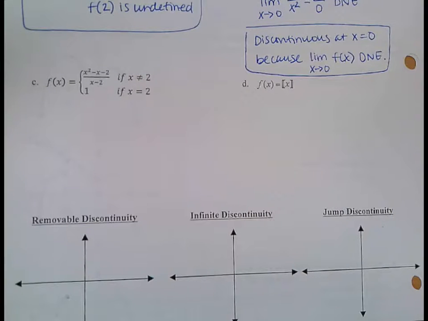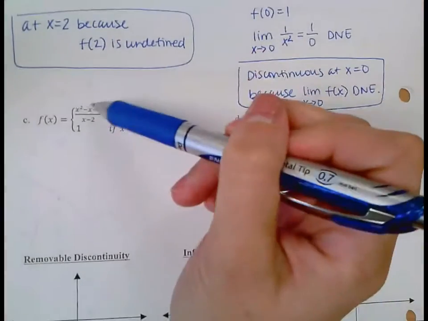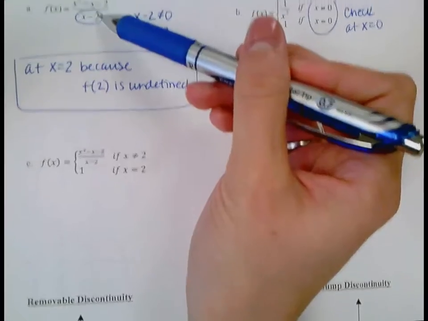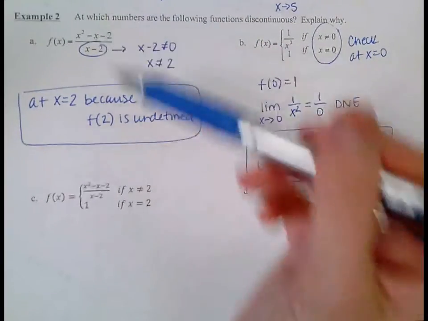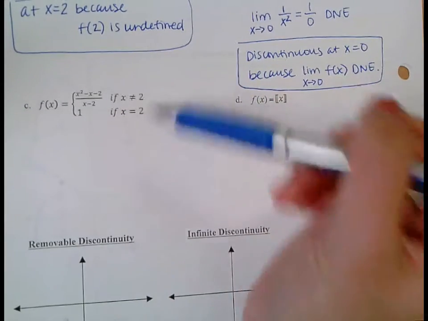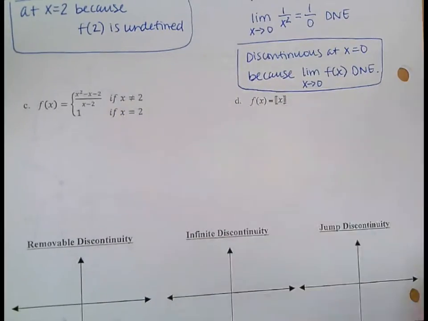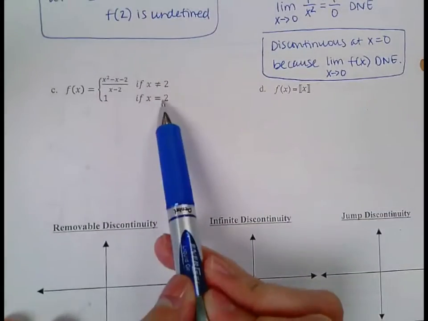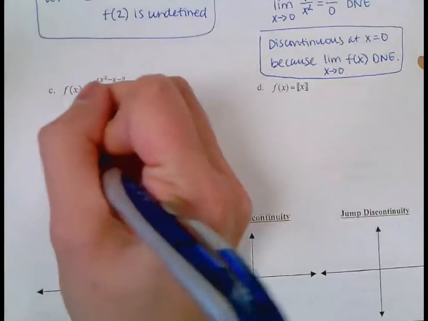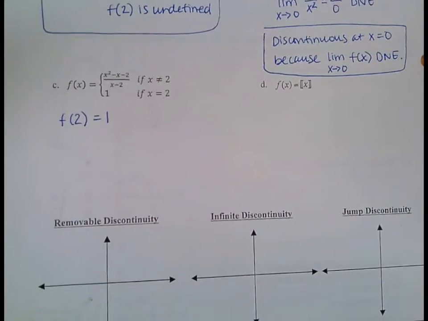All right, then for part C, so part C is now a piecewise function. You might notice the top piece is the function we were looking at specifically in part A. So now it's saying f of x is equal to that expression if x doesn't equal 2, so for all x values other than 2, and then if x equals 2, the function is 1. So now we can't use the same reasoning we did in part A because now the function value does exist. So f of 2 does exist now. It's equal to 1.